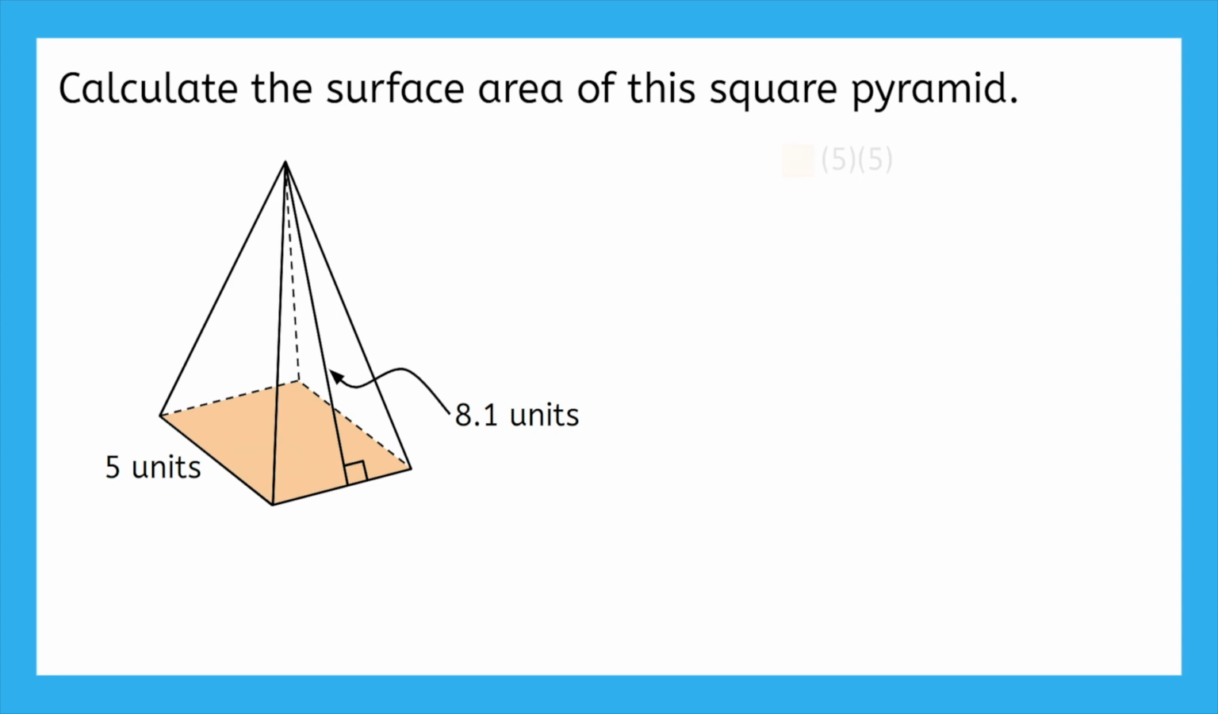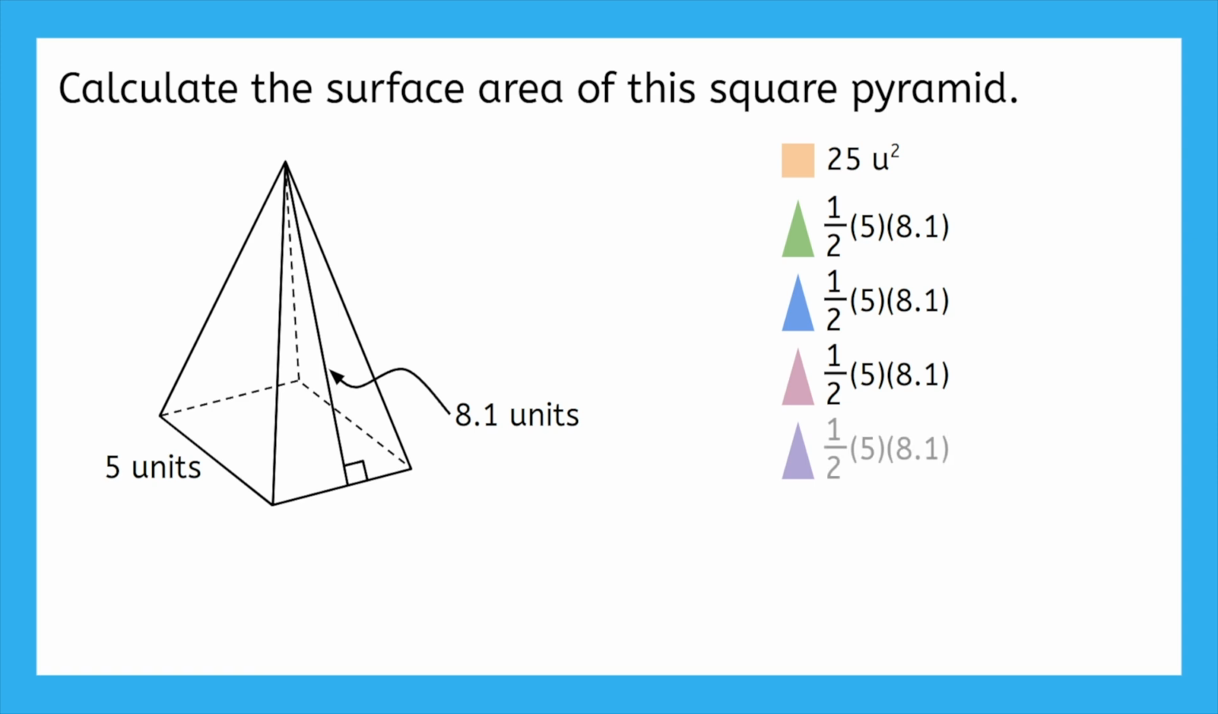The base is a 5 unit by 5 unit square, so its surface area is 25 square units, which we can abbreviate using U as units. Any of the triangular faces have an area of 1/2 times a base of 5 units and a height of 8.1 units, which is 20.25 square units. That means we could just calculate the area of one triangle and reuse it 4 times.